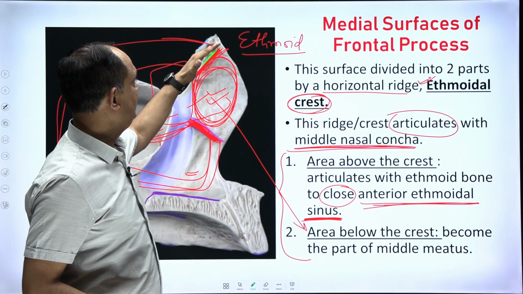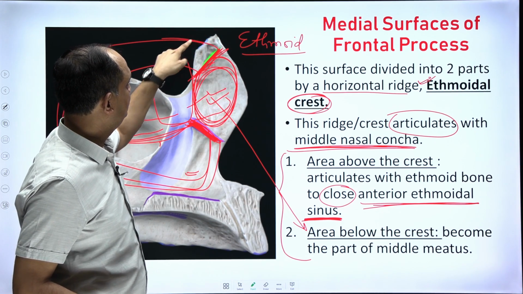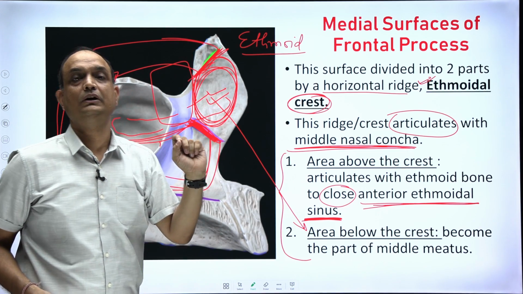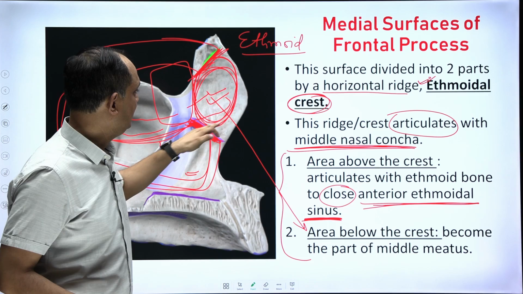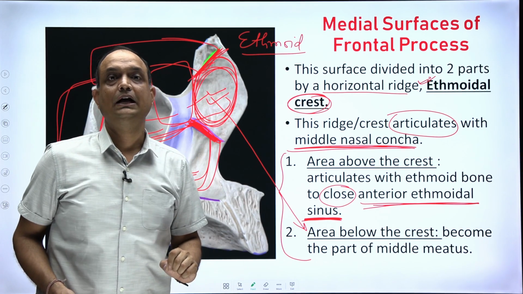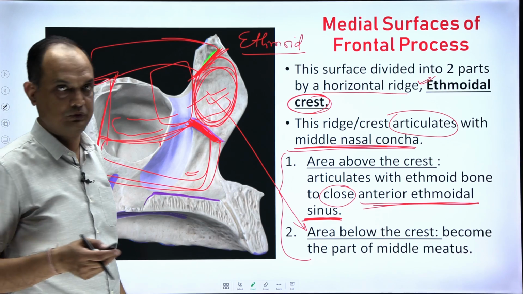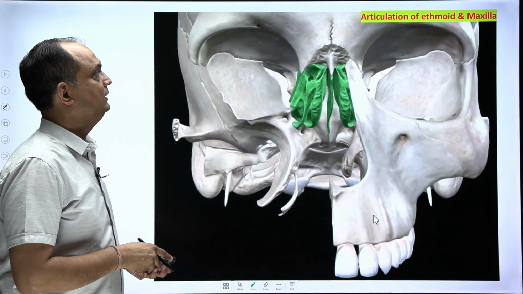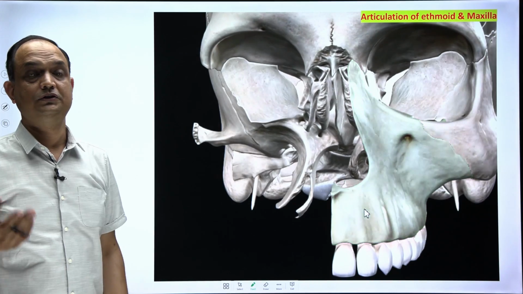The crest is dividing this surface into the upper and lower part. The upper part is going to articulate with, or you can say cover, the anterior ethmoidal air sinus, and this lower part is going to form the atrium of middle meatus of the nose. Clear? Now we'll move to this small video where you can see this articulation again.